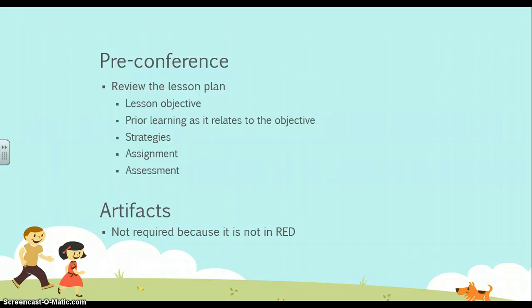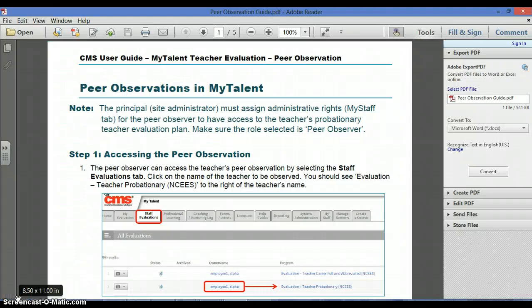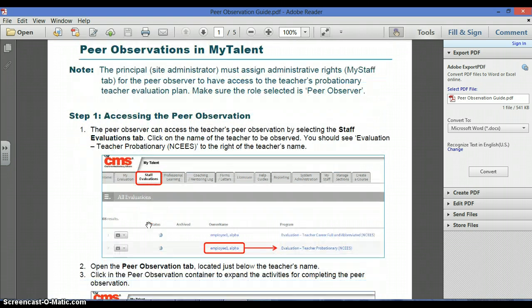Once you have that, when you go to fill in the peer observation, it's going to ask you for artifacts. Nothing is required necessarily because it is not listed in red. So that is optional. And the last piece of the training that we want to point out to you is a PDF that has been included in the training documents that you've received. This guide really shows you exactly how to go through step by step in MyTalent how to complete the peer observation. And we're not going to read this to you because you can follow the steps.